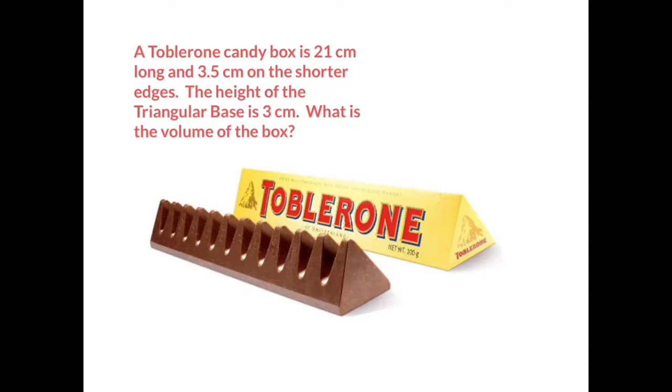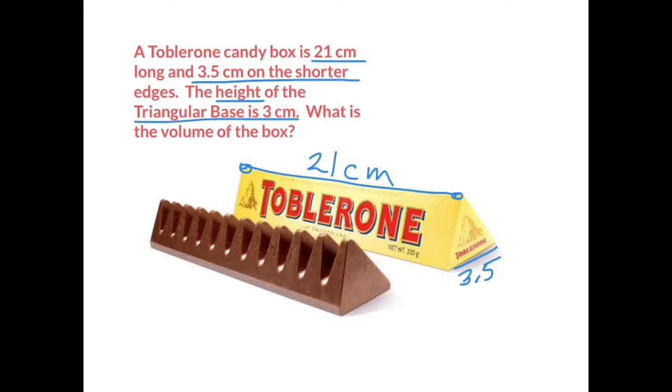Our next prism is a triangular prism because it has 2 triangular bases. It has a length of 21 centimeters, that's the height of our box. The edge of the triangle is 3.5 centimeters, and the height of that triangle is 3 centimeters. So now we can find our volume. We're going to start with the formula V equals big BH.